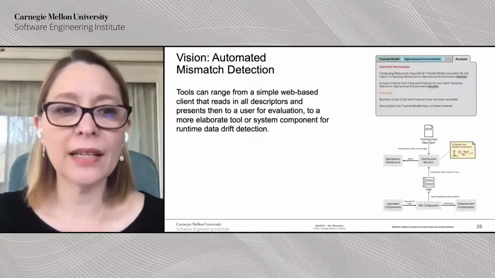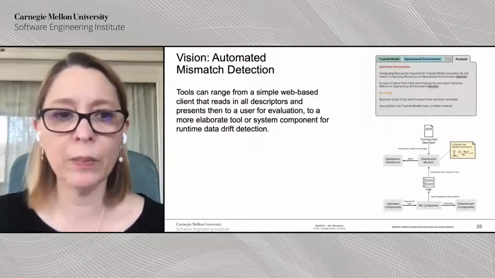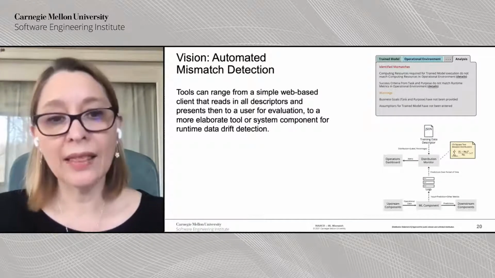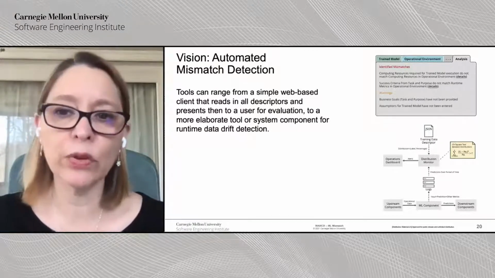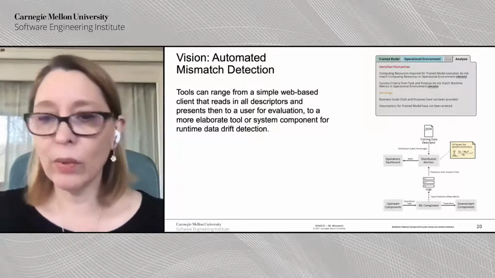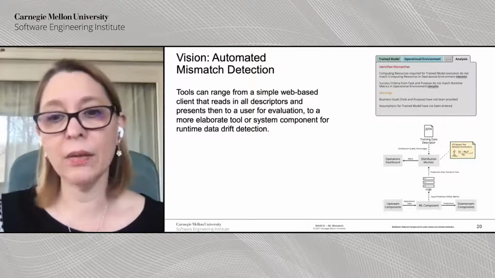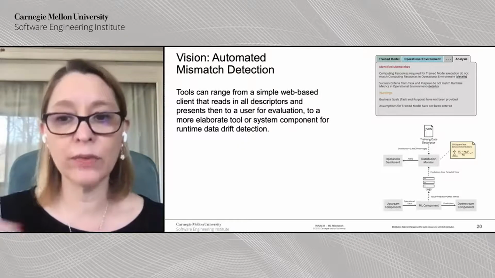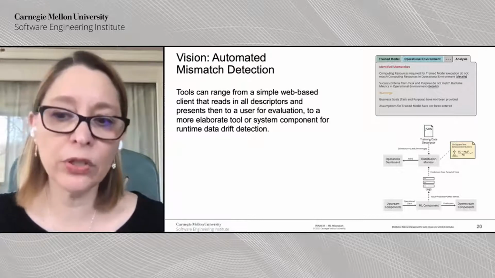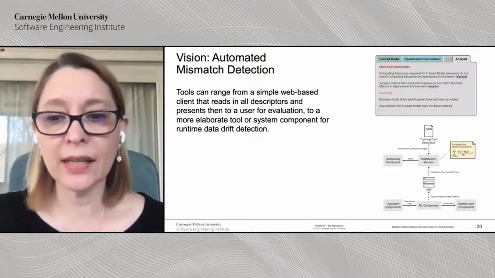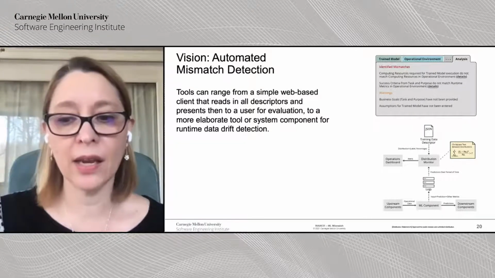Our vision is automated mismatch detection, and that is why we emphasize so much on them being machine readable, because we want to be able to build tools that can use these descriptors in order to detect mismatches. Some examples of tools: something very simple would be a web client that simply reads in all these descriptors and is able, based on some of the rules that we established when we did the mapping, to say, okay, there's a mismatch here because these two values don't match. Or being able to use them in operations, like, for example, the tool at the bottom, which is a distribution monitor, which is using descriptors from the training data to look at the distribution of the data during training and compare it to the distribution of the data that it's seeing in operations.